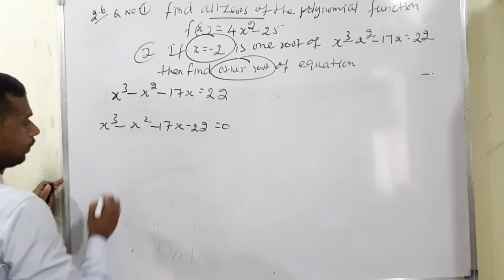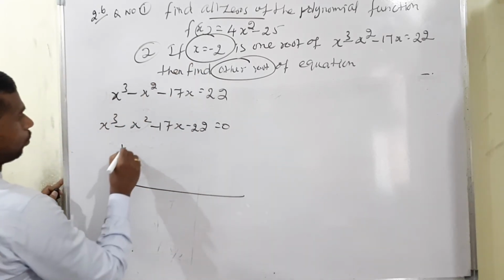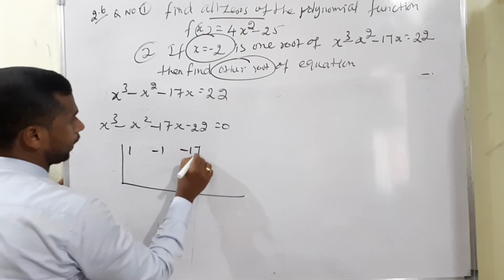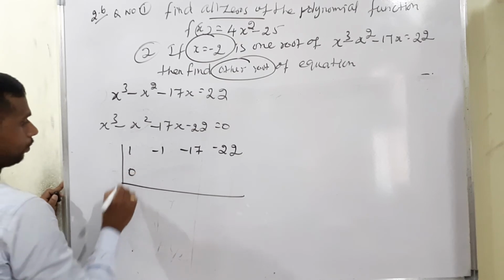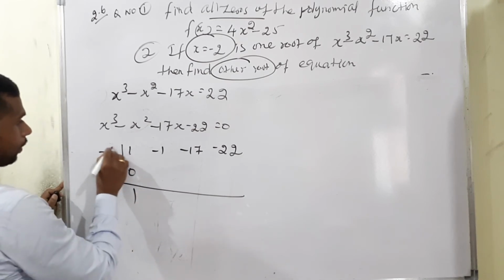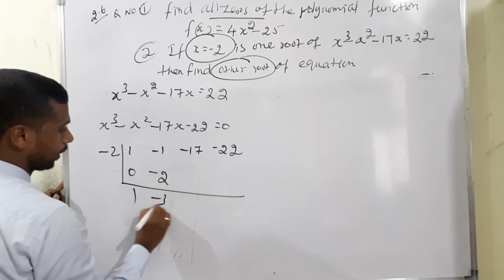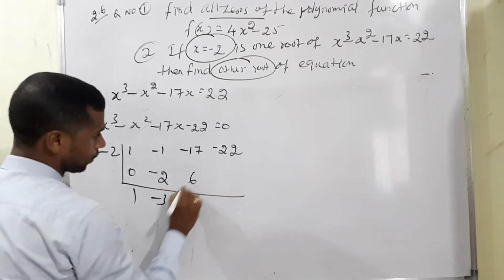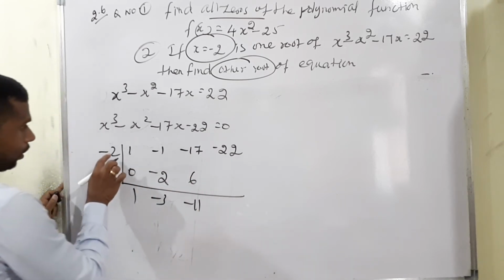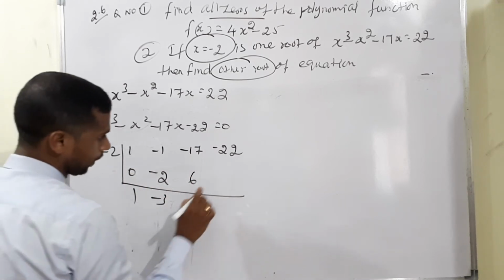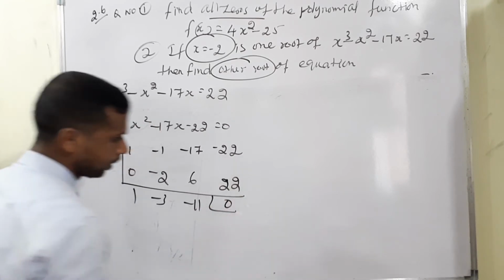So, we can apply synthetic division because one root is already given. Coefficients: 1, minus 1, minus 17, minus 22. Bring down 1. Then minus 2 is the root, so 1 into minus 2 is minus 2; minus 1 minus 2 is minus 3; minus 2 into minus 3 is positive 6. Minus 17 plus 6 is minus 11; minus 2 into minus 11 is plus 22. Now, minus 22 plus 22 means 0 is the remainder.